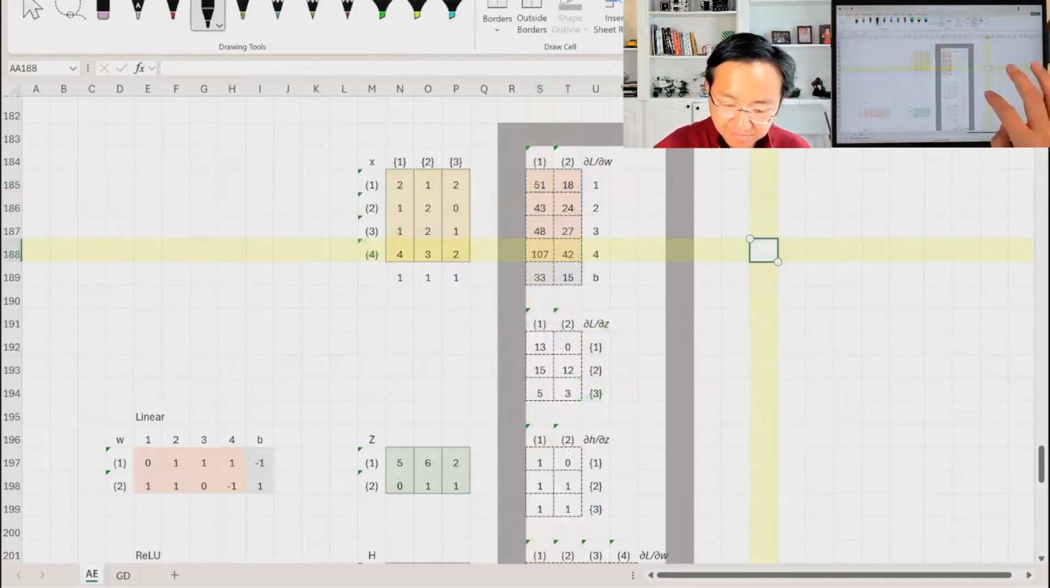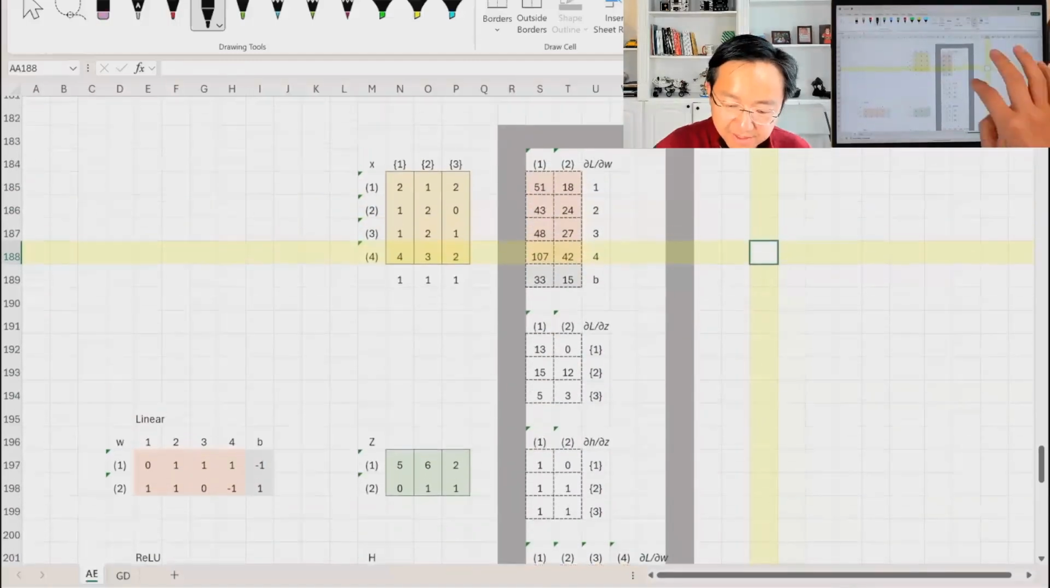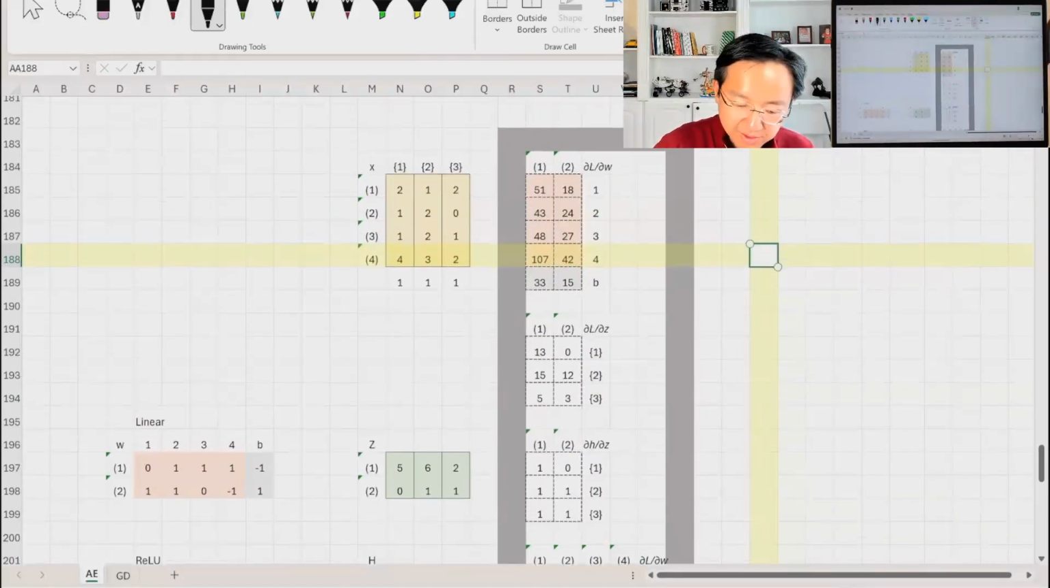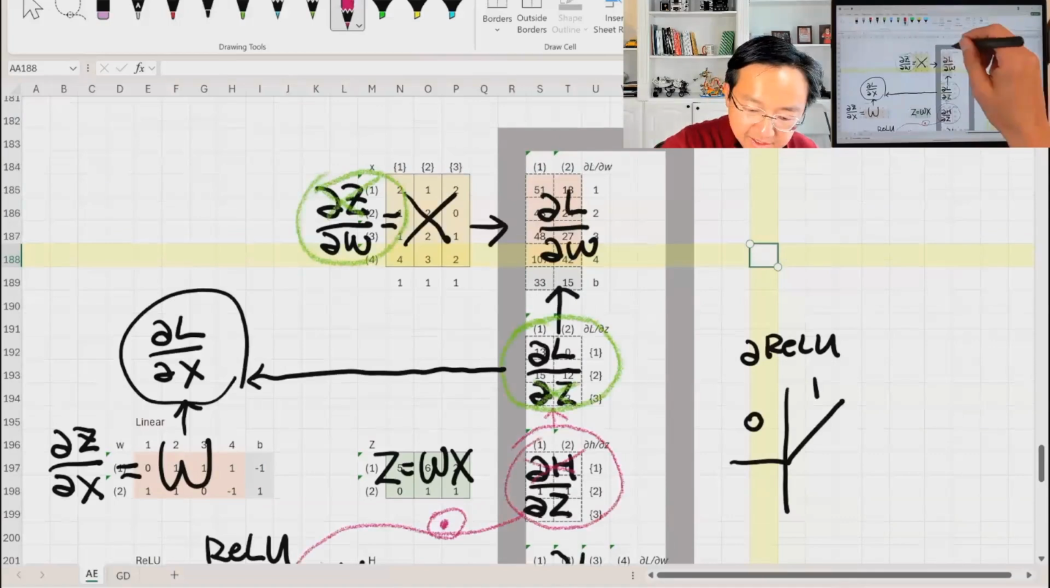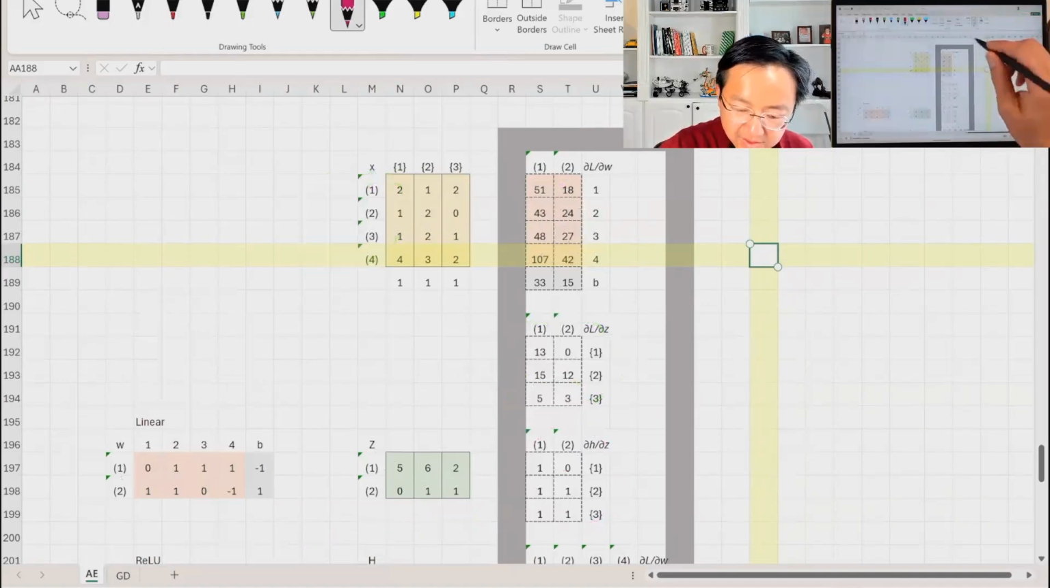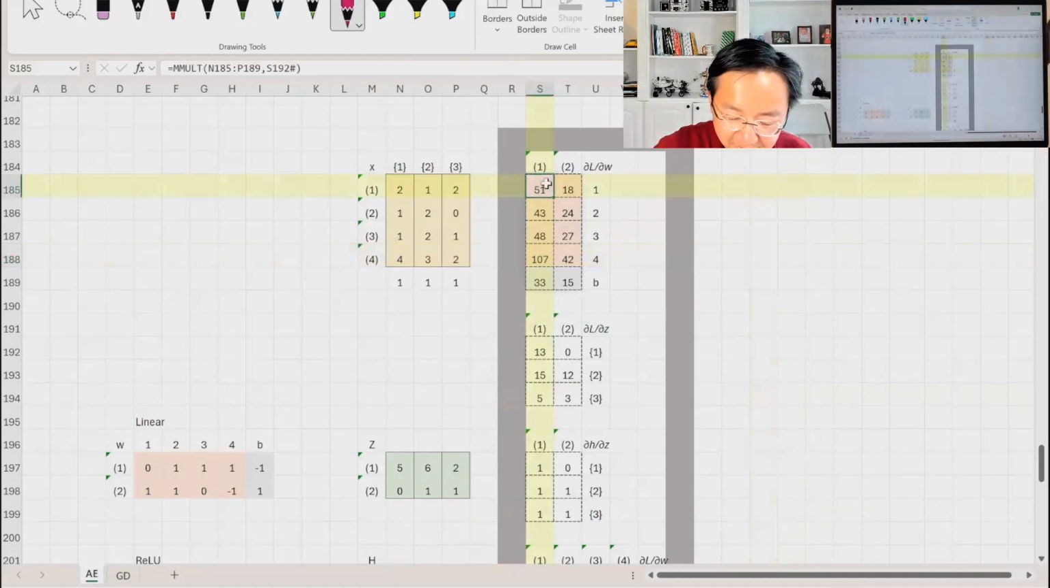All right, just to convince myself this 51 actually works. Actually, sorry, this 18, this transpose. So this tells me that this one, 51, corresponds to this one, meaning that if I add a little bit of weight, that weight will be multiplied by 51 with respect to the loss.